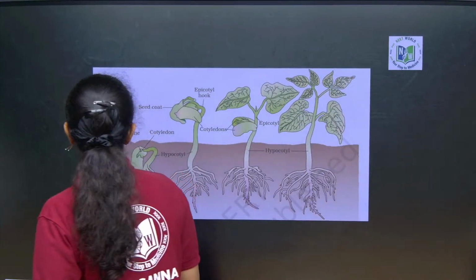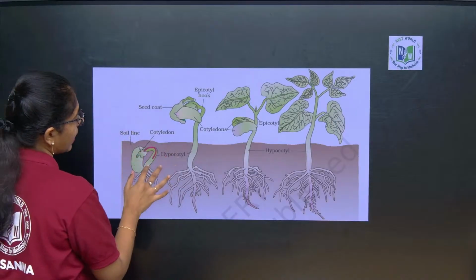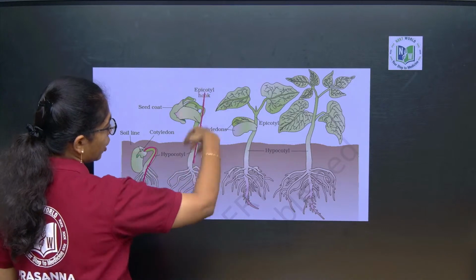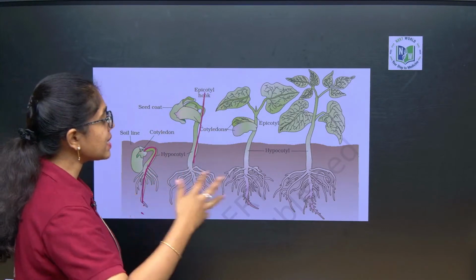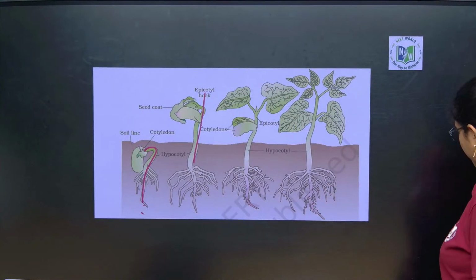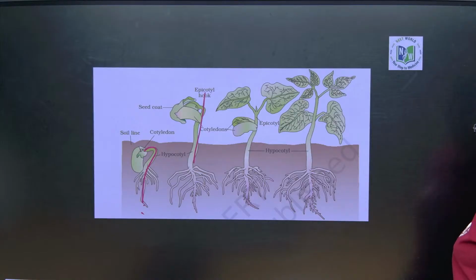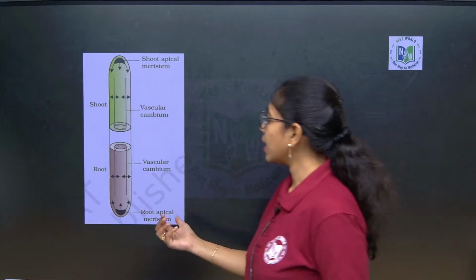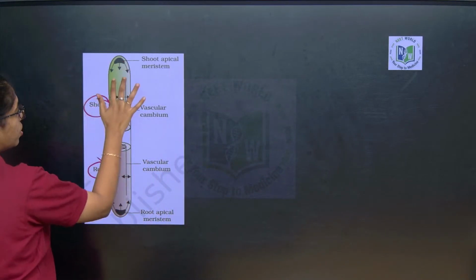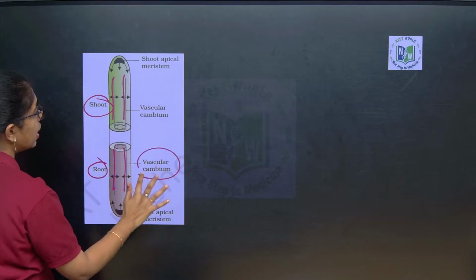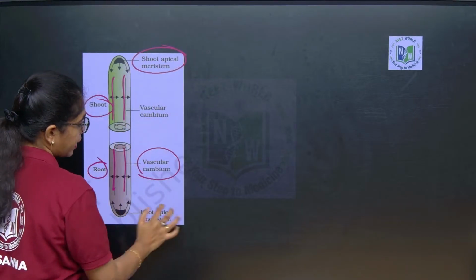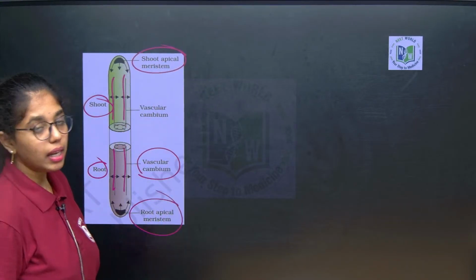Now, in hypogeal seed germination, the radicle is first formed into the root and then the shoot formation, the epicotyl hook, will be germinated. This seed germination you will observe mostly in pea and bean, that is the Fabaceae family. Here you can clearly see the elongation of the root and shoot, and at the central part you can see the vascular cambium. At the tip you can see the shoot apical meristem and down here the root apical meristem.